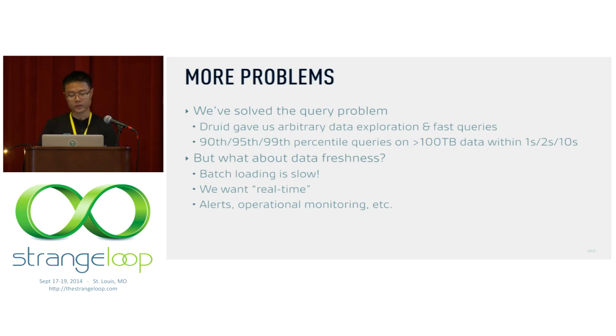So we introduced Druid, but there were still a bunch of problems remaining. In the first version of Druid, we had to load data via this MapReduce process, and batch loading data was very slow. We still didn't fully have this concept of real time. We could not explore events as they were occurring, and if we were able to do that, there were a lot of features that we could unlock, such as alerts, we could do operational monitoring, and so forth.